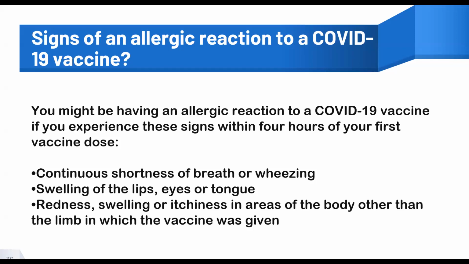Signs of an allergic reaction to COVID-19 vaccines. So ano nga ba yung mga allergic reaction? You might be having an allergic reaction to COVID-19 vaccines if you experience these signs within 4 hours of your first vaccine dose: continuous shortness of breath or wheezing, swelling of the lips, eyes or tongue, redness, swelling or itchiness in areas of the body other than the limb in which the vaccine was given.